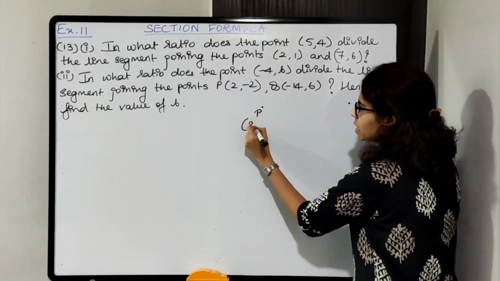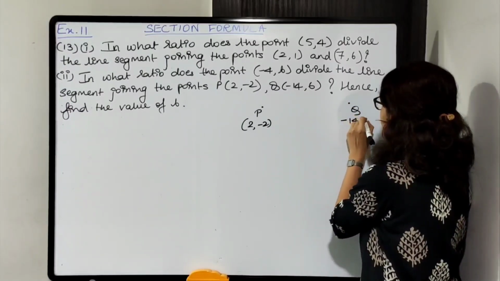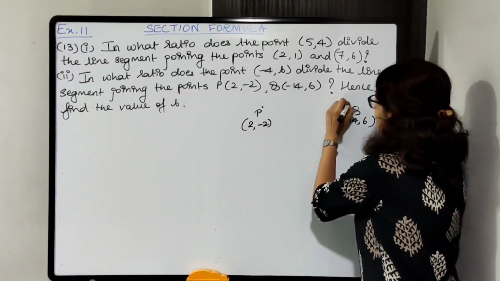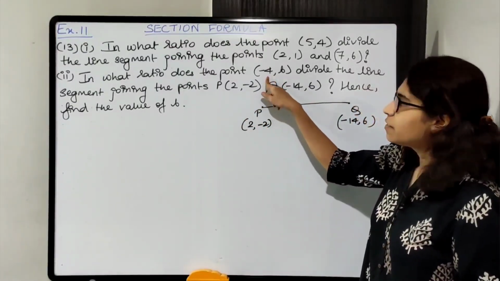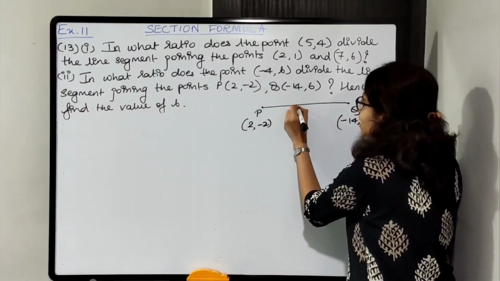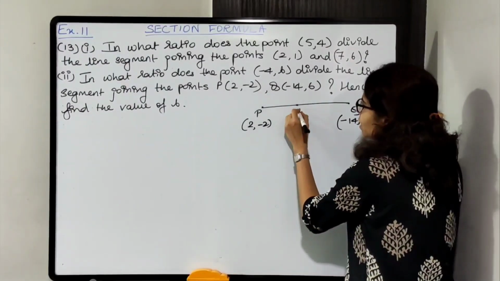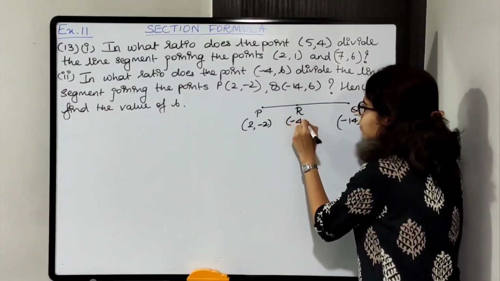The coordinates of P are 2 comma minus 2 and the coordinates of Q are minus 14 comma 6. This is forming a segment, and this point is dividing the segment in two parts. So this point is lying somewhere in between. So let this point be R. इसका coordinates है minus 4 comma b.